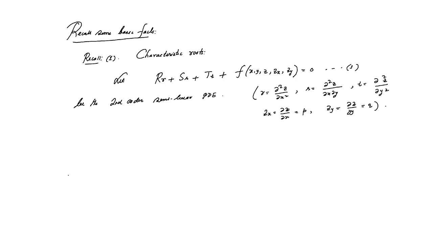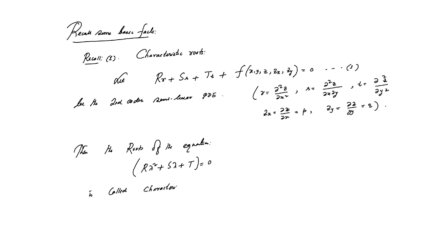Then the characteristic roots of the equation r lambda square plus s lambda plus t equals to 0 is called characteristic root. This is in our case equation number 2.